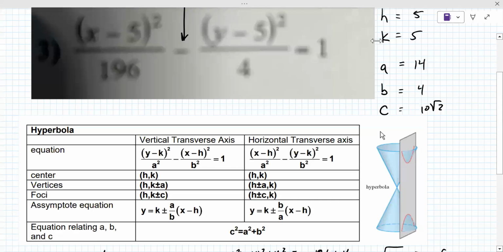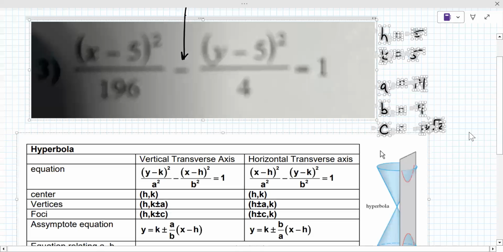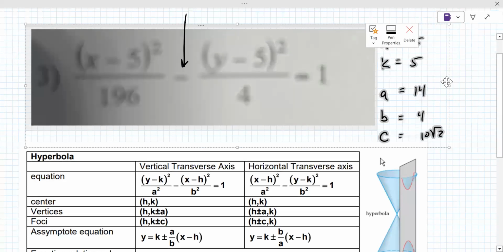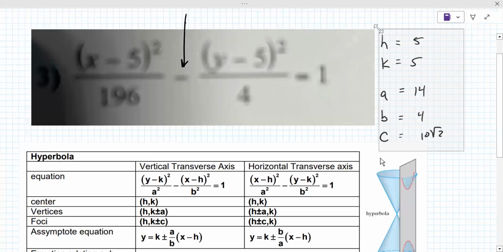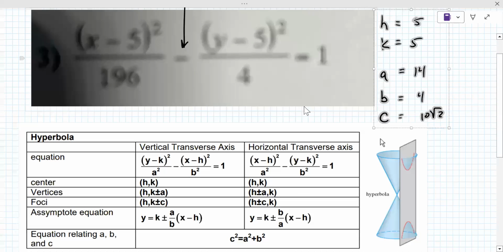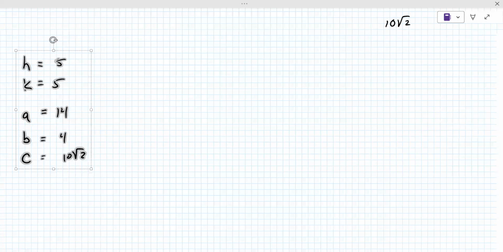Okay, so the big deal here is finding all these variables, right? H, K, A, B, and C. So I'm just going to reset here, putting those down. And the graph here, you got a graph, I think. I guess they didn't. What are the instructions for 3? Do you need a graph, or is that coming up on 5? It just says identify the vertices and foci. All right. So we're going to go back to that equation sheet.